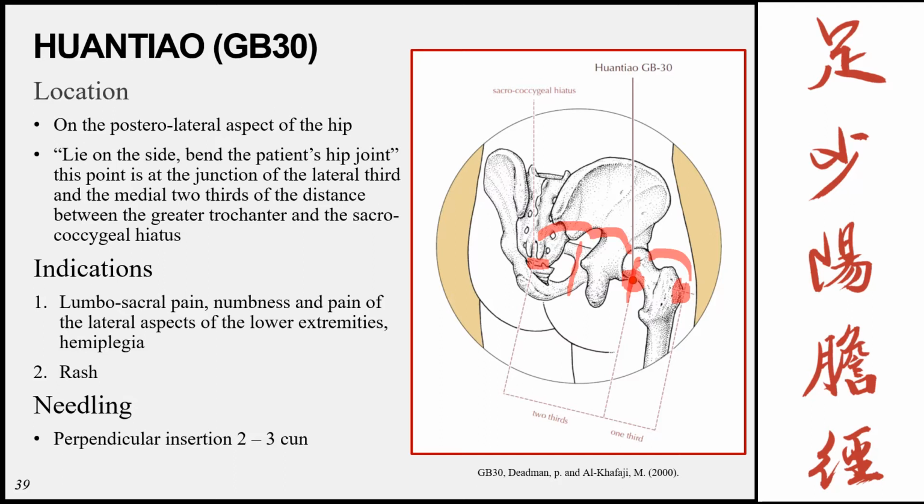Needling, so this is one of the points that we can go the deepest on. It's perpendicular insertion, 2 to 3 cun. This will also depend on the size of your patient's hips. This point is also one of Ma Danyang's heavenly star points, which means it's one of those 11 essential points that he believed every practitioner needs to know. And it's also a frequently used point in clinical practice.